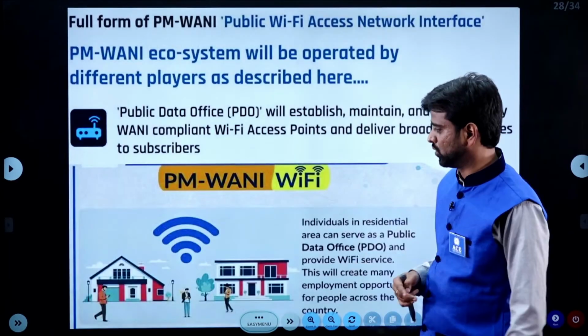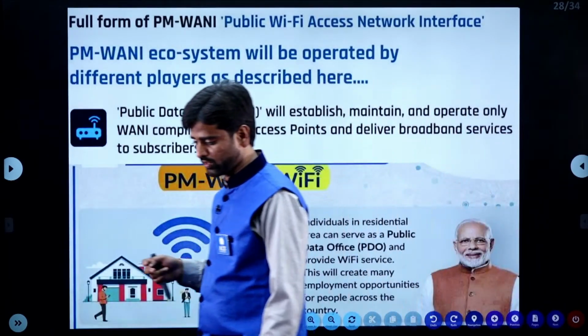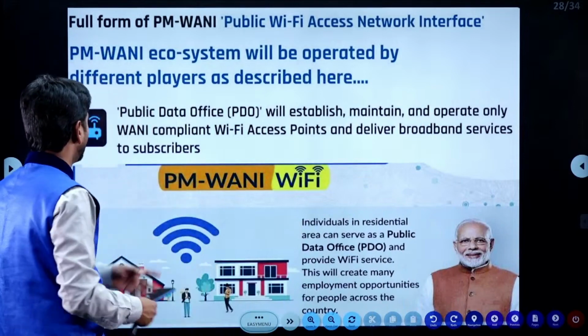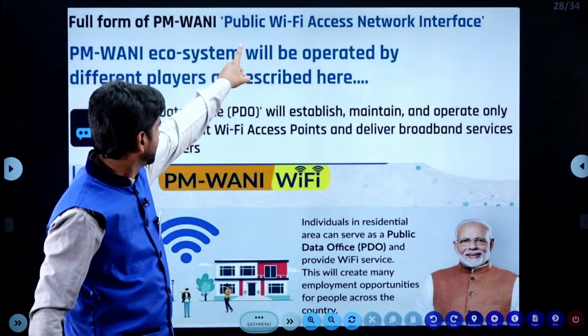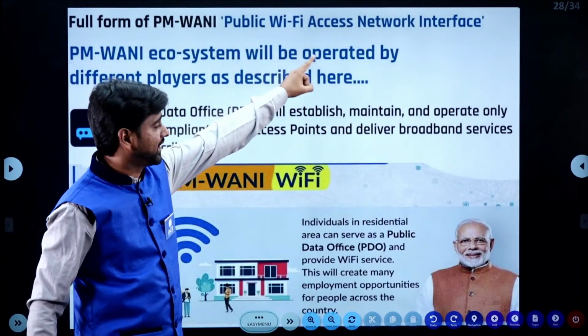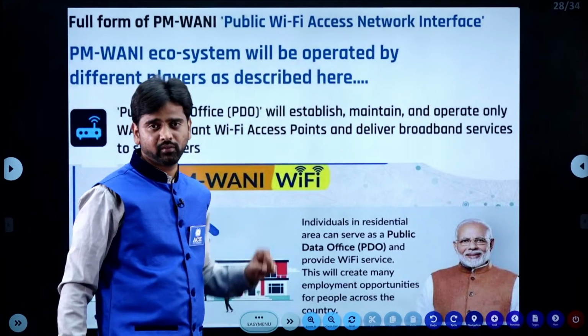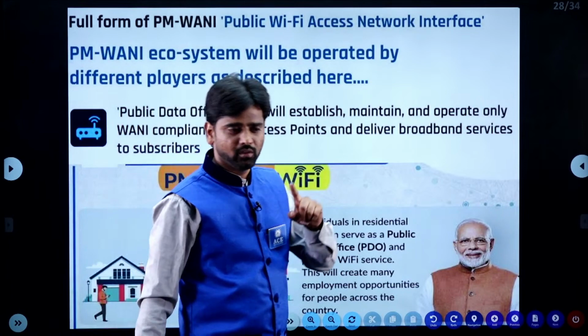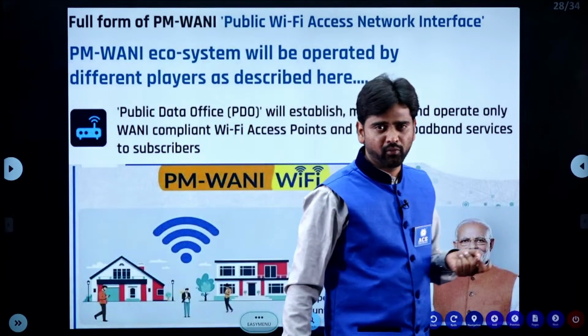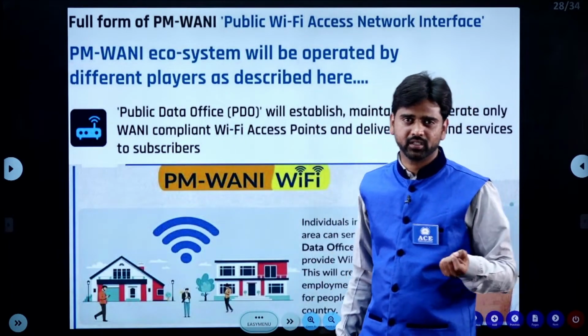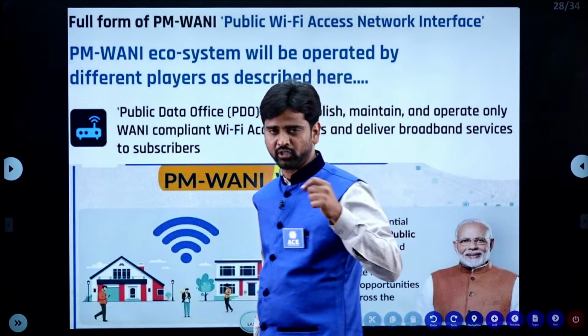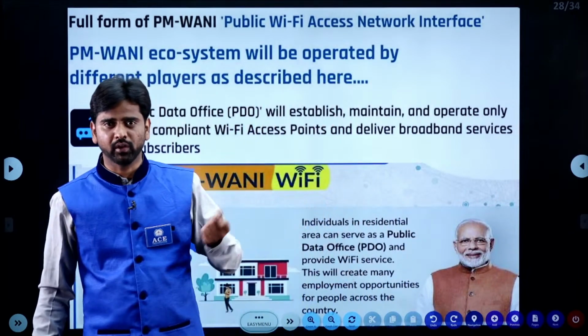Now if I say it like this, you may or may not understand, so I'll show some pictures related to it. The full form of PM Vani is Public Wi-Fi Access Network Interface. So what is Public Wi-Fi Access Network Interface? I think you are using your mobile phone or your data, internet, either through mobile 4G or 3G or through your home Wi-Fi.